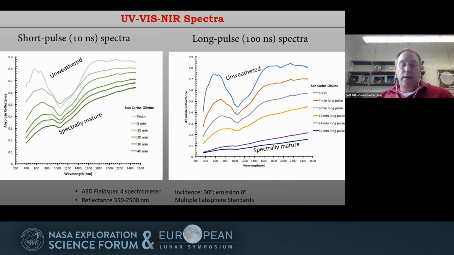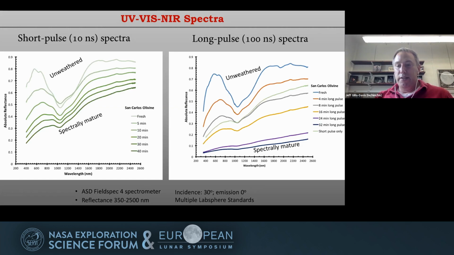On the right is our long pulse spectra. Again, this is San Carlos olivine, and as you can see, we move to lower albedo with our longer duration long pulse. At 32 minutes, we have made a spectrally mature material where the 1 micron band is essentially erased. It is definitely flatter, or what we call bluer, than the short pulse laser weathering measurements, and it is definitely a lot darker and more closely matches lunar materials that have been space weathered.